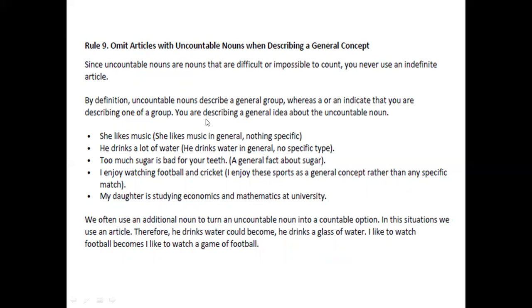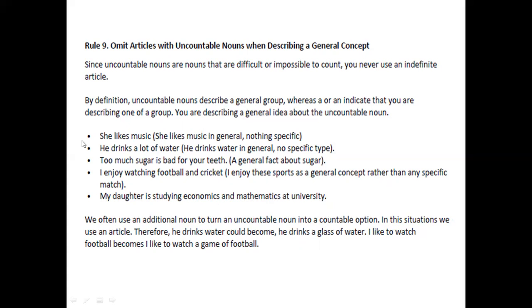Then rule 9, omit articles with uncountable nouns when describing a general concept. So we can omit articles with uncountable nouns. Uncountable nouns are nouns that are difficult or impossible to count, so you never use an indefinite article. By definition, uncountable nouns describe a general group, whereas a or an indicate that you are describing one of a group. You are describing a general idea about the uncountable noun.